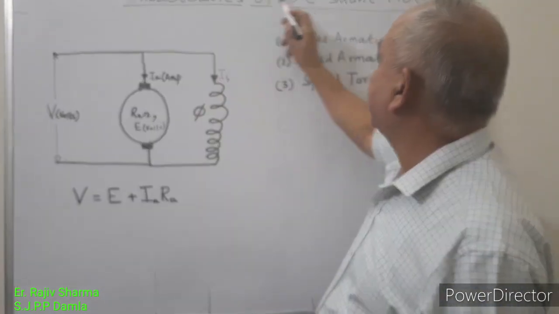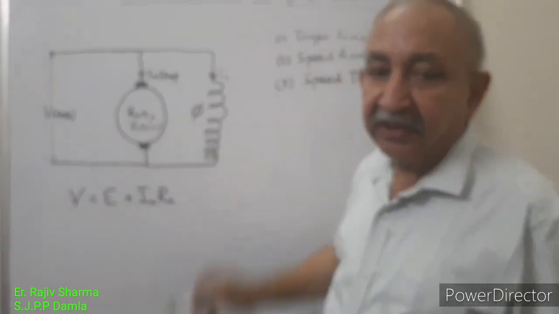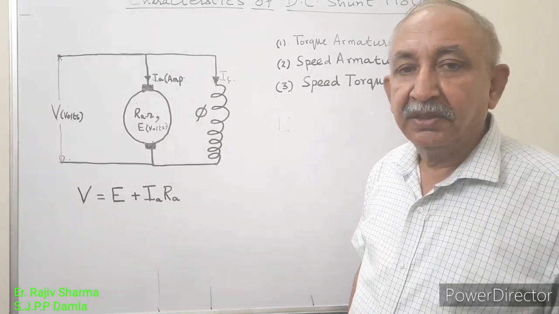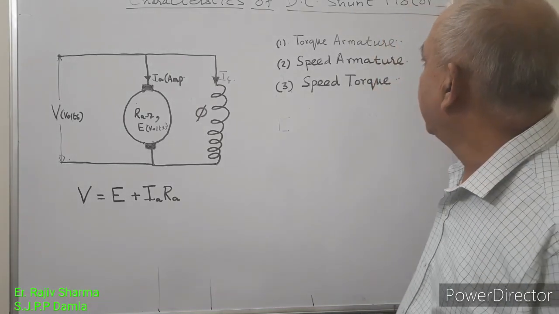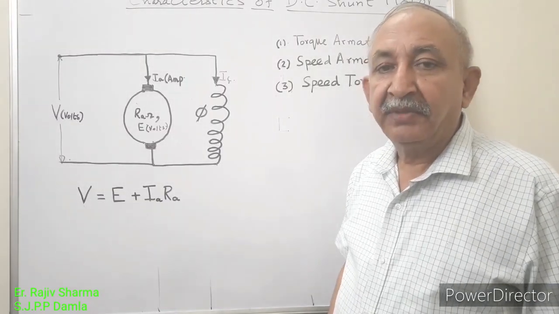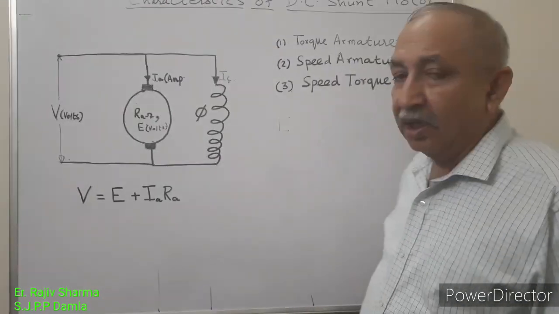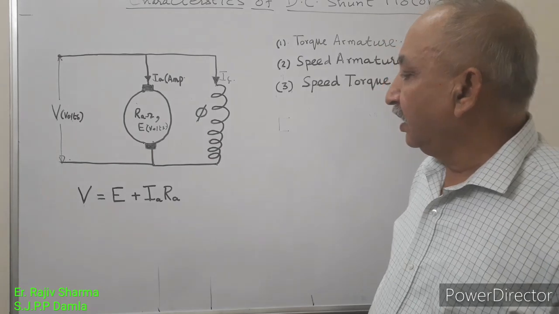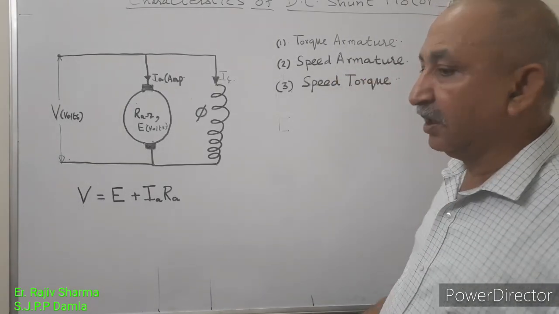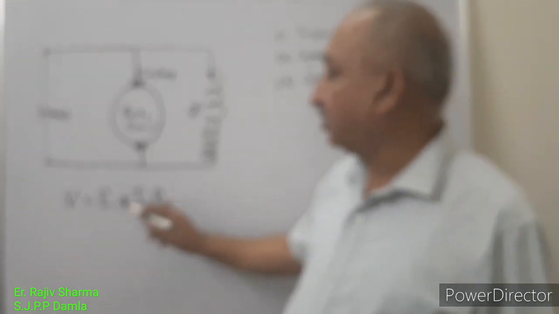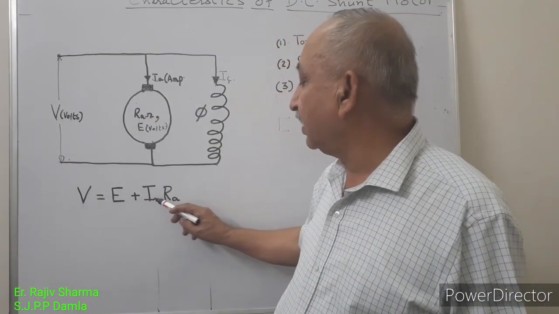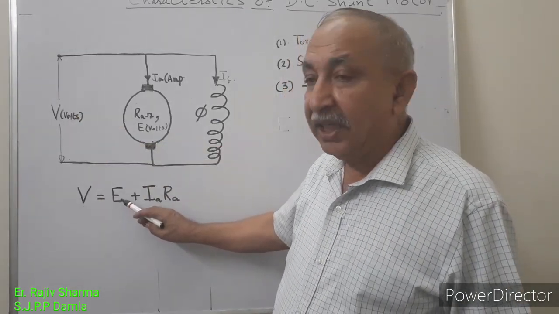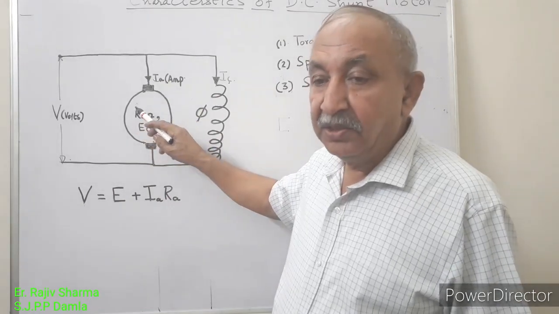Let us study the characteristics of the DC shunt motor. By characteristics we mean the behavior of the motor: how the speed of the motor changes with the increase in load, what is the effect of armature current on the torque, how the speed changes with torque, and how the speed changes with armature current. Before we discuss the characteristics in detail, let us come to the basic equation of the motor. V is equal to E plus IA RA. V is the applied voltage or the battery voltage.